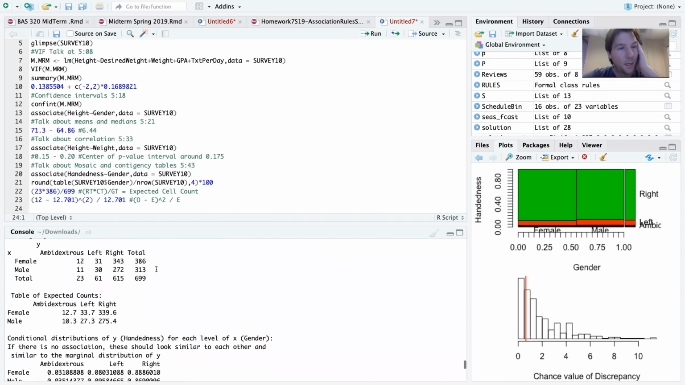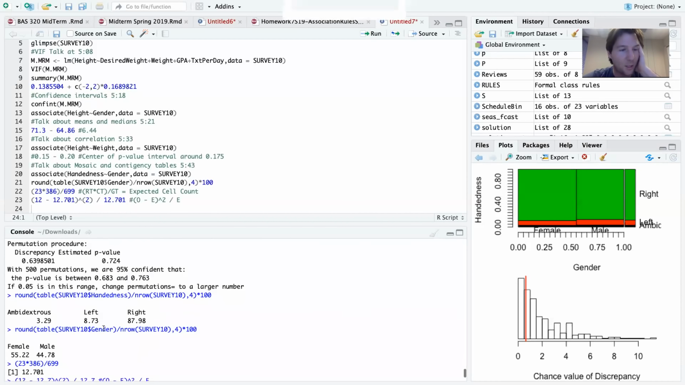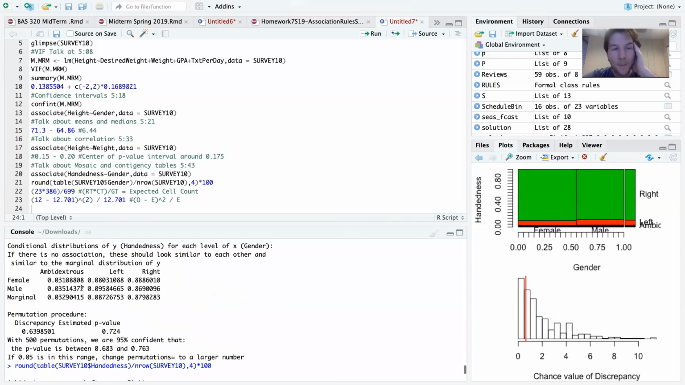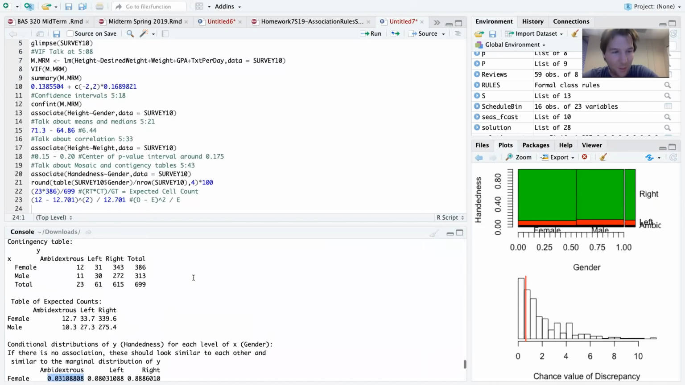Let me double check. We observe this many females who are ambidextrous. We expect this many females who are ambidextrous. So, oh, I'm looking at the conditional distribution. You are right. Sorry, this is not the answer. Everything we've done here is accurate. It just doesn't show the cell discrepancies. So Alden, sorry, my brain is breaking, guys. This is not the right answer. Maybe you guys were even noticing that.